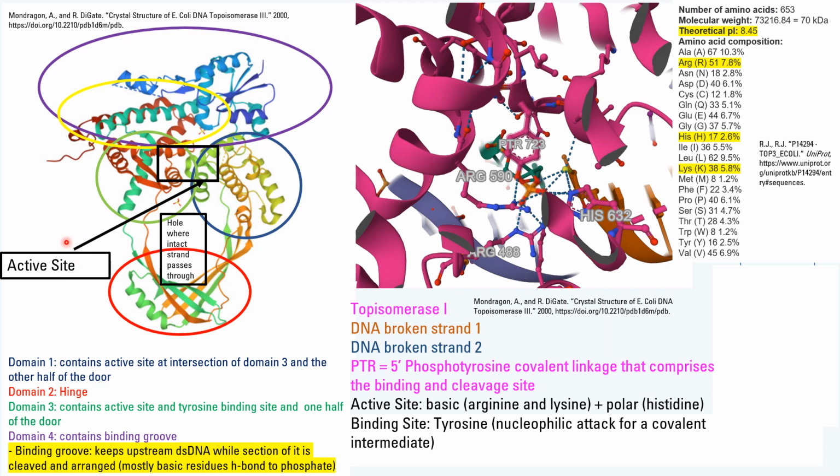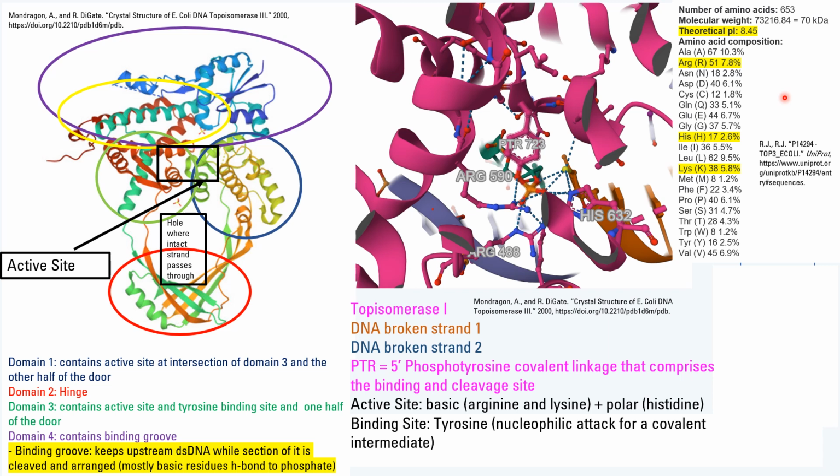There are four domains of topoisomerase type 1A with specific roles. Domains 1, 3, and 4, labeled as blue, green, and purple respectively, are made up of alpha helices with dominant presence of basic residues, as seen by the primary structure with a pI higher than 7. The basic residues would interact with the DNA's negative sugar phosphate backbone.